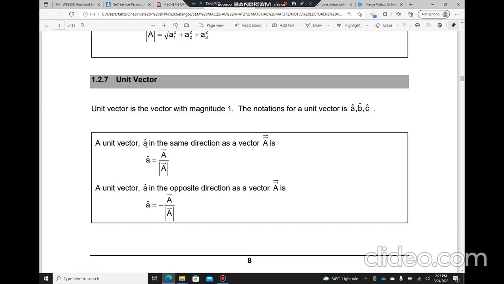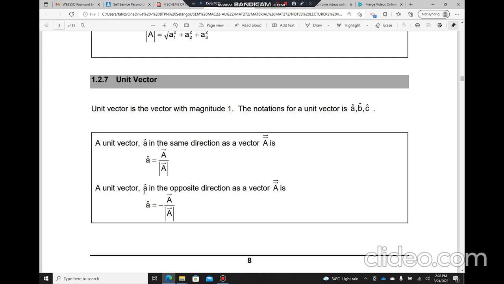Okay, a unit vector â in the same direction as a vector A is, okay, so kalau kita nak kira unit vector â, okay, kita ambil vector A, kita bahagi dengan magnitude dia. So dia akan dapat unit vector. Okay, so this one formula untuk unit vector.